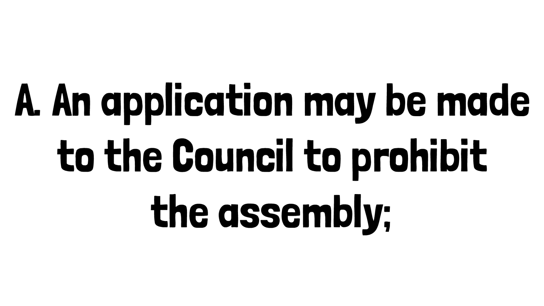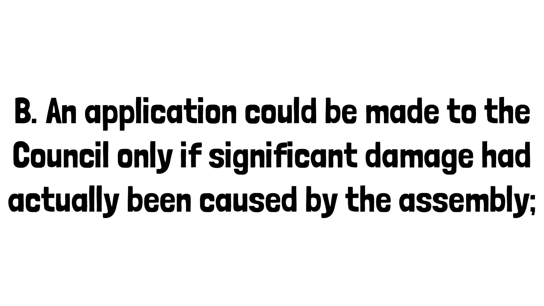The answer is A. An application may be made to the council to prohibit the assembly. So let's go through why the other answers are wrong. B. An application could be made to the council only if significant damage had actually been caused by the assembly. Well, no, it is not necessary to show that significant damage has actually been caused. The police can apply before an assembly gathers, i.e. before any damage is done. That's the whole point of the regime.